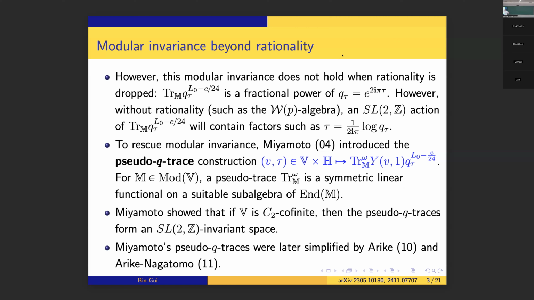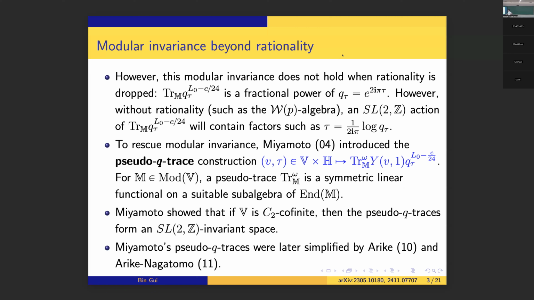Originally this expression is only a fractional power of q. If you take the modular transform, you will get some log q, which means that this space is no longer modular invariant. So if you still want to prove a type of modular invariance theorem, you have to generalize the q-characters. That's one of the main reasons that Miyamoto in 2004 generalized the q-traces to the so-called pseudo-q-traces.